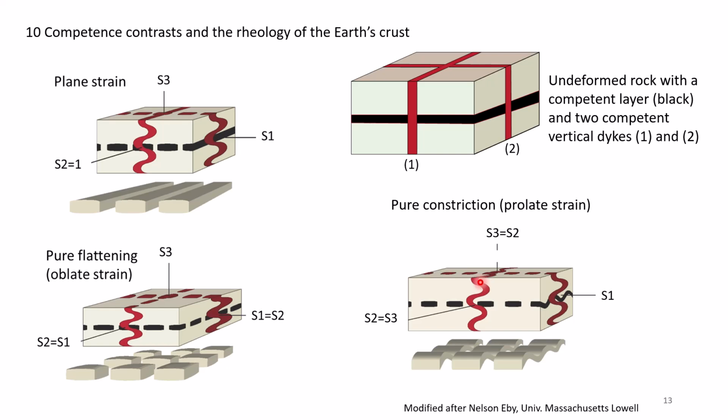What happens to dike number 2? Let's start with dike number 2. Here we see exactly the same behavior that we have seen in this example here. We see the dike is dismembered into individual boudins, and these boudins undergo shortening because they are parallel to one of the shortening directions, S3 in this example.